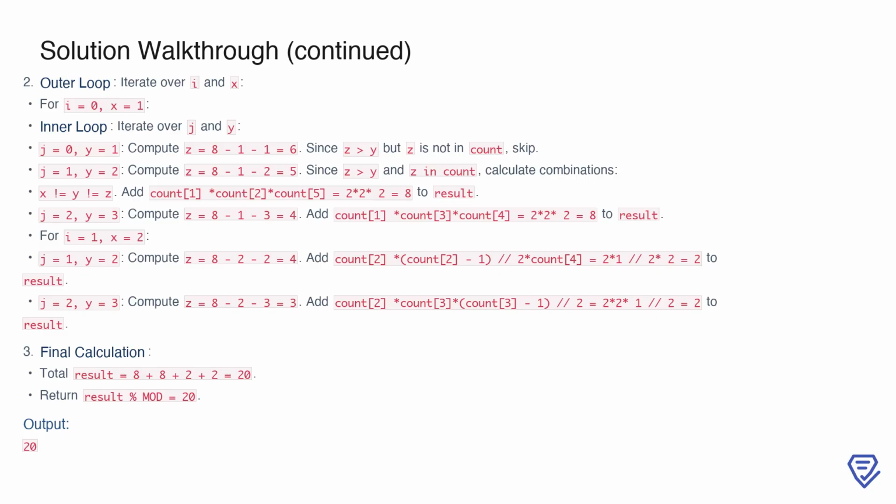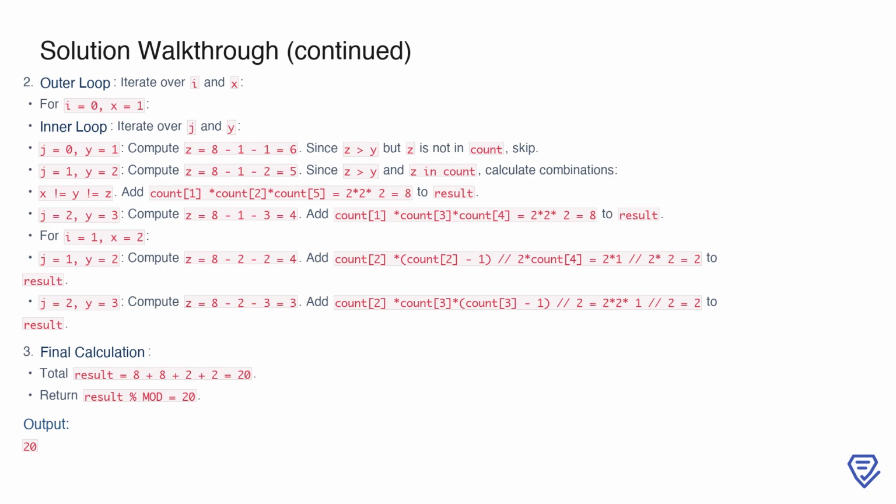Since all three numbers are different, we add count[1] * count[2] * count[5], which is 2 times 2 times 2 equals 8, to result. Similarly, for j equals 2 and y equals 3, z is 8 - 1 - 3 equals 4, and we add count[1] * count[3] * count[4], which is 2 times 2 times 2 equals 8, to result.